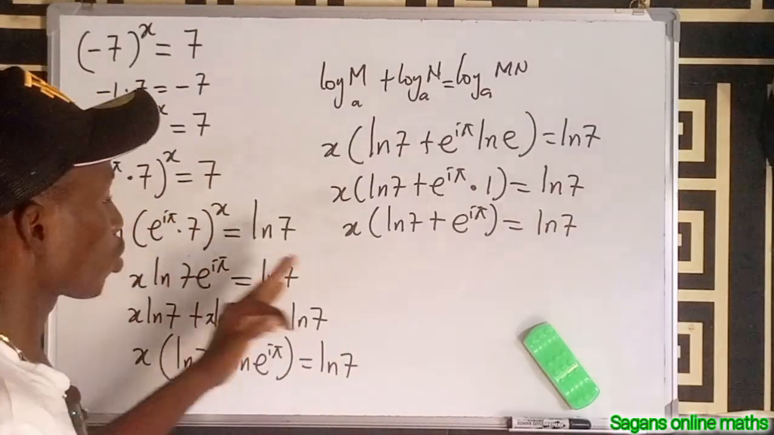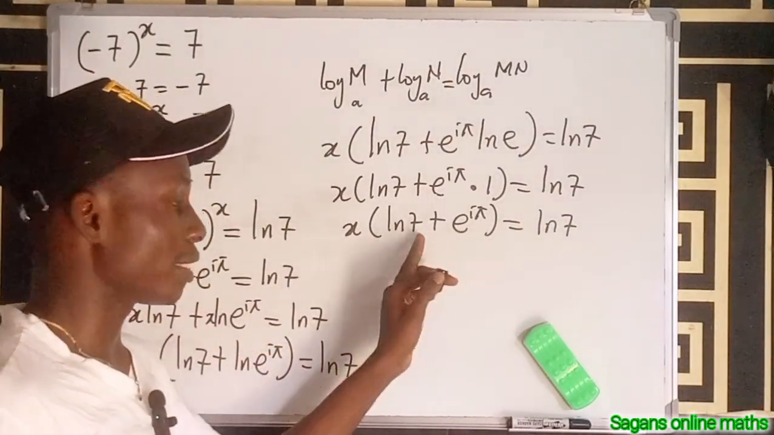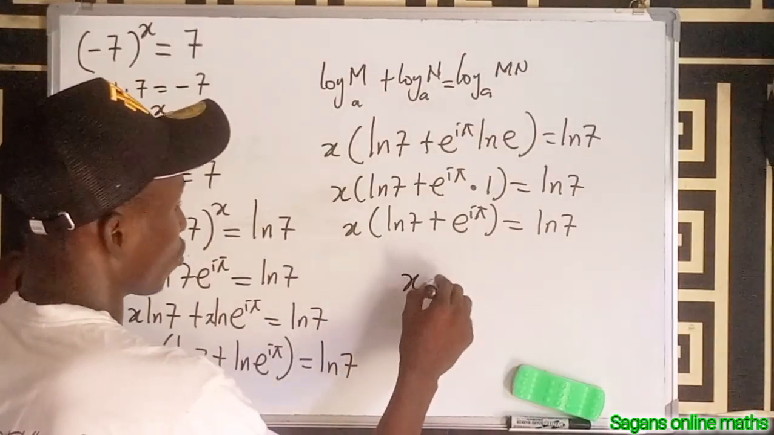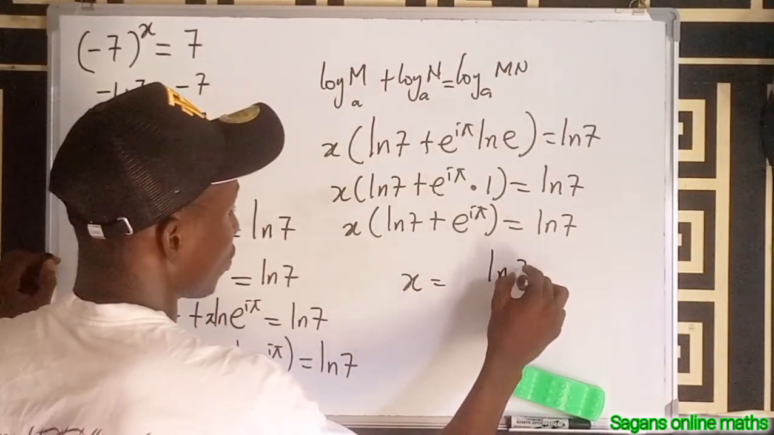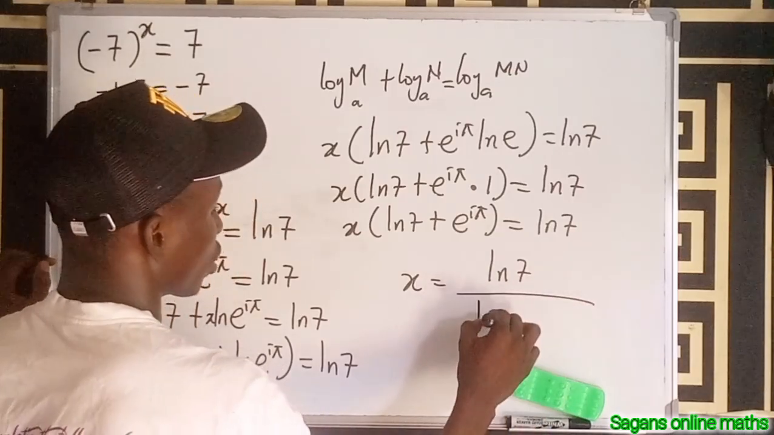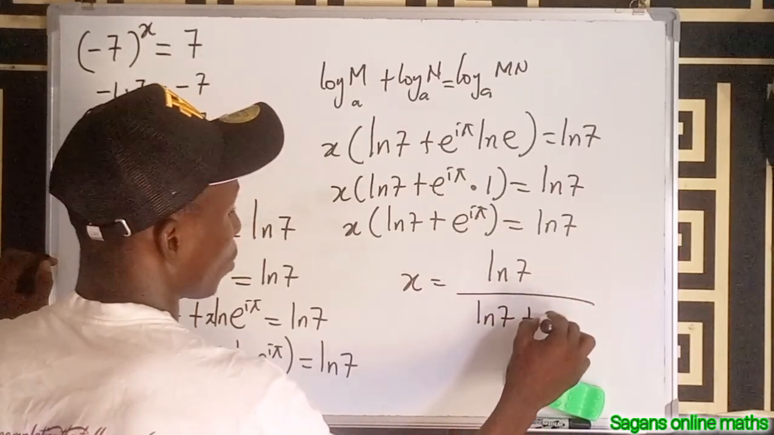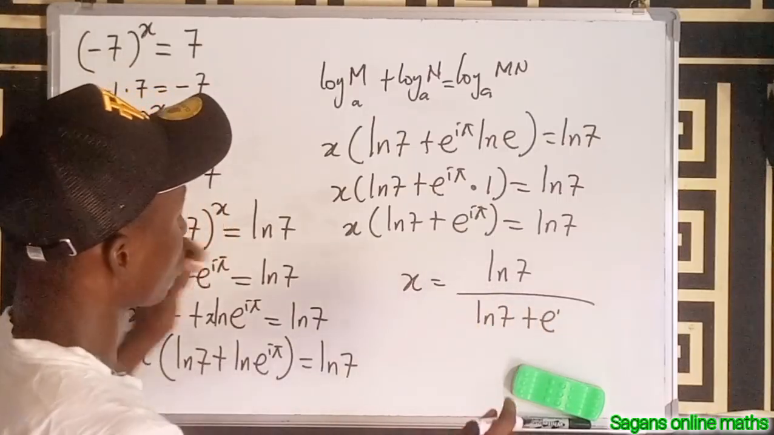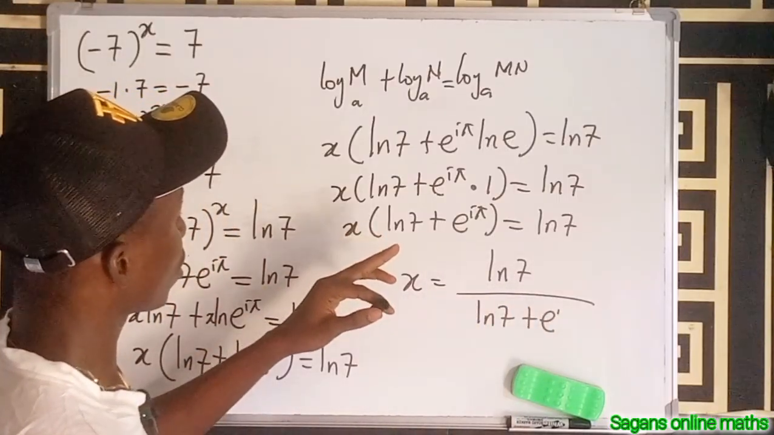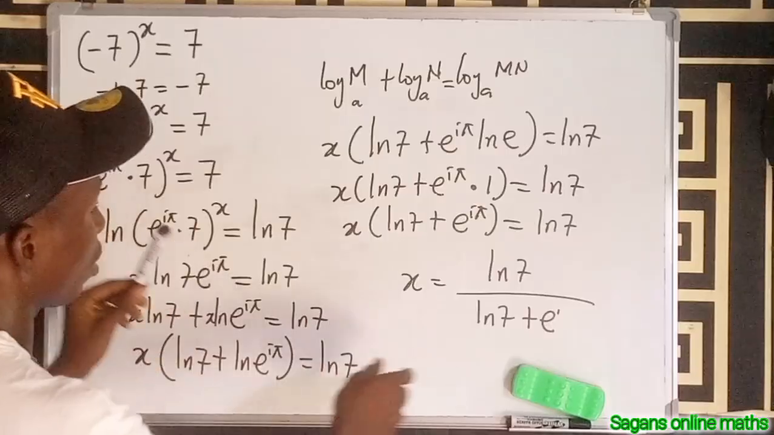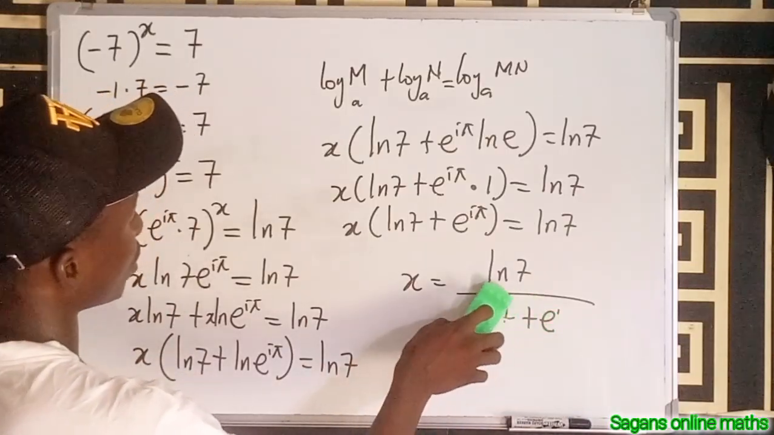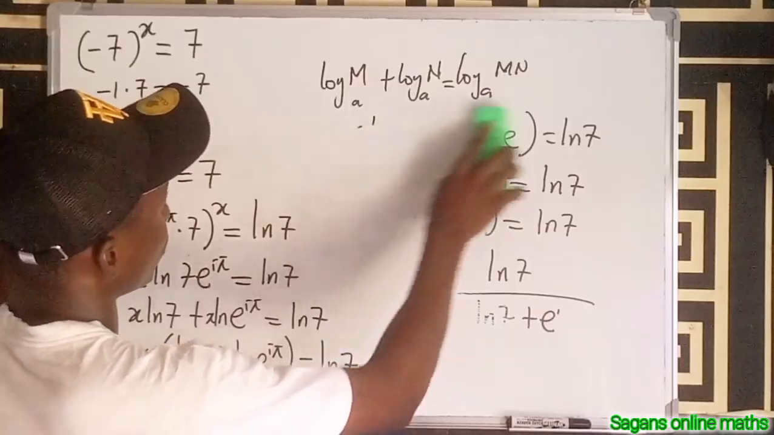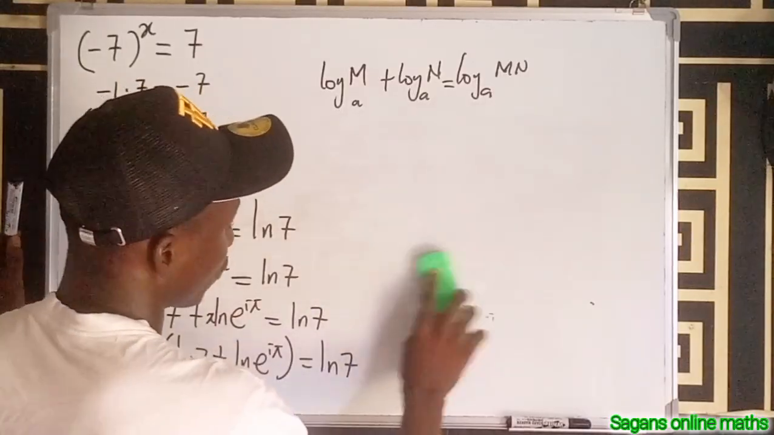At this point, for us to determine the value of x, we have to divide both sides by this. So if we divide both sides by that, look at what we're going to have. That x is equal to the natural logarithm of 7, all divided by natural logarithm of 7 plus e to the power of i pi, right? Let me see. Okay, there's a mistake somewhere. Wow, there's an error somewhere. Let's start from there. Wow, that's how you have to be careful when you're solving.